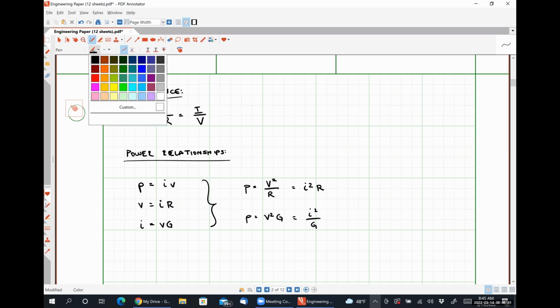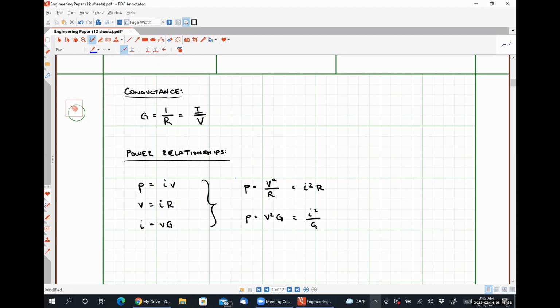You were likely already familiar with these two. These other two, I'm just adding for completeness, but again, I do not expect you to ever use them. Cannot express this enough. Anytime you see a conductance, just take the reciprocal, treat it as a resistance, and move on about your day.